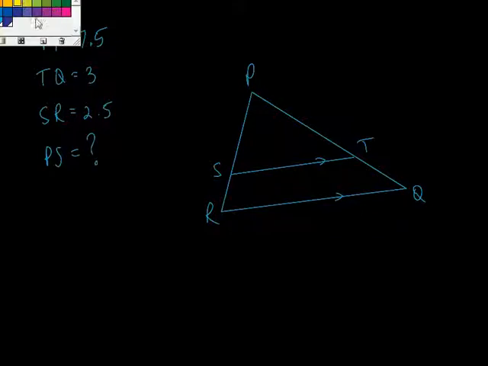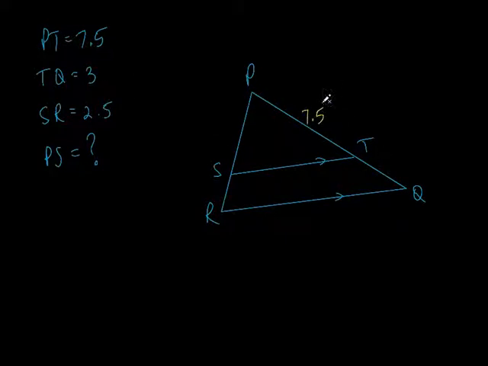So let's put those numbers in here. PT is 7.5. So PT from right there to right there is 7.5. TQ, this little bit right here, is 3. So we put a 3 right on the triangle. SR is 2.5. This little bit right here is 2.5. So I put a 2.5 right there. And what are we trying to solve for? PS. PS is this segment. Instead of calling it PS, let's just call it X or something. Makes it a little bit easier, doesn't it?